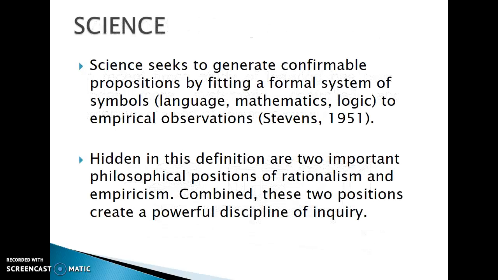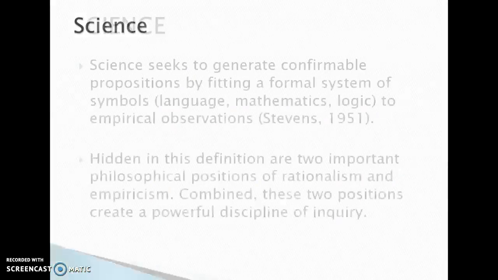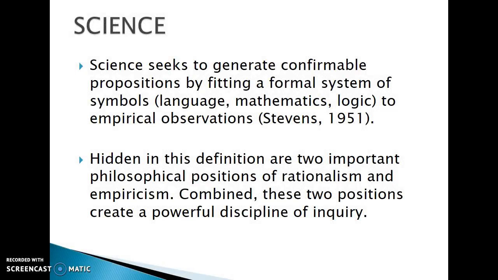Now, science seeks to generate confirmable propositions by fitting a formal set of symbols, which is language, mathematics, logic, to empirical observations. Hidden in this definition are two important philosophical positions of rationalism and empiricism. Combining these two positions creates a powerful discipline of inquiry.